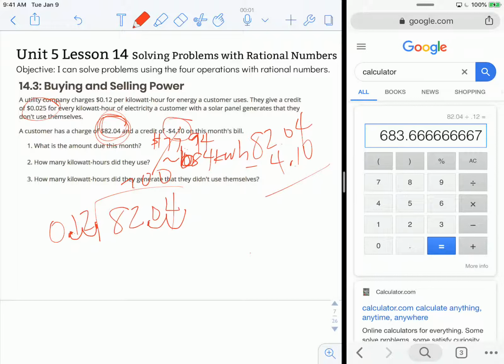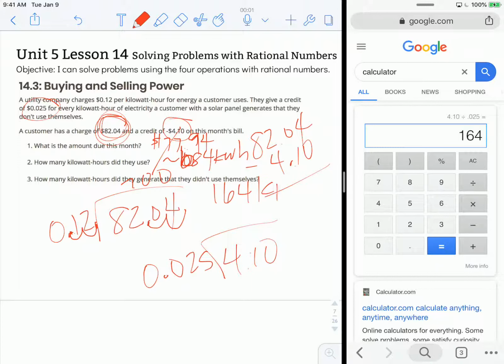So again, we're going to divide $4.10 by 2.5 cents to see what that mysterious number of hours was that we would have sent energy usage back to the company. So I'll go ahead and type that on my calculator. I've got $4.10 divided by 2.5 cents, and I get 164, which is close to my estimate, so I feel good that I didn't type in any extra zeros or forget any decimal points or anything like that that would affect what I'd get as my outcome on my calculator.